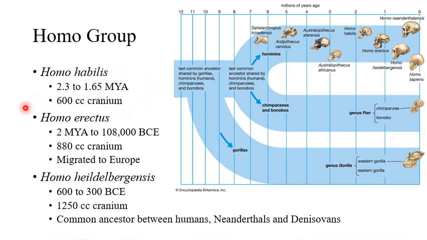Okay. Homo erectus existed between 2 million years and about 100,000 years ago. Slightly larger cranium, about 880 cc cranium, so it's getting slightly larger, and they were actually able to migrate all the way up to Europe. The common ancestor between humans, Neanderthals, and Denisovians is Homo heidelbergensis. They exist from 600 to 300,000 BCE. So they were actually slightly contemporary to Homo erectus, right? Their cranium was about 1250 cc's, which is very similar to the size of modern humans.